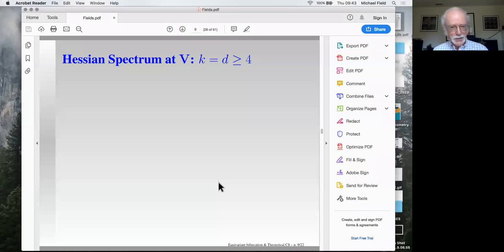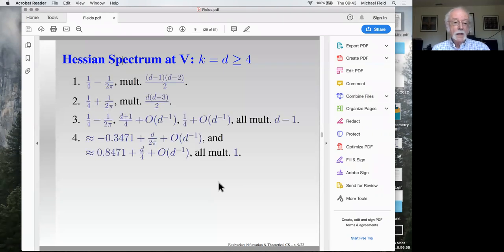So this is potentially a really difficult problem. In this talk, I'll briefly show how we solve this problem, and not just for a rather simple Hessian spectrum computation like this one. So let me tell you what the Hessian spectrum is in this case, because it's rather interesting. There's an eigenvalue of 1/4 minus 1 on 2 pi, which has multiplicity (d minus 1)(d minus 2) on 2.